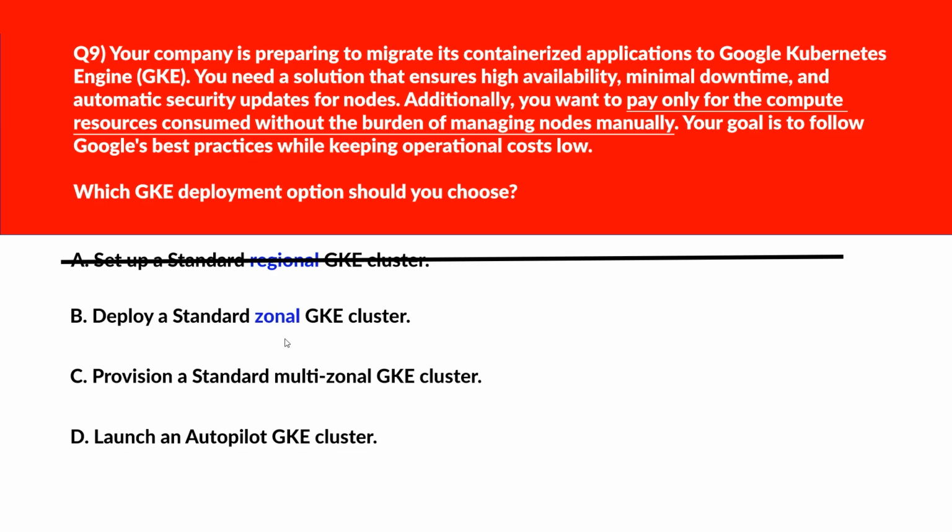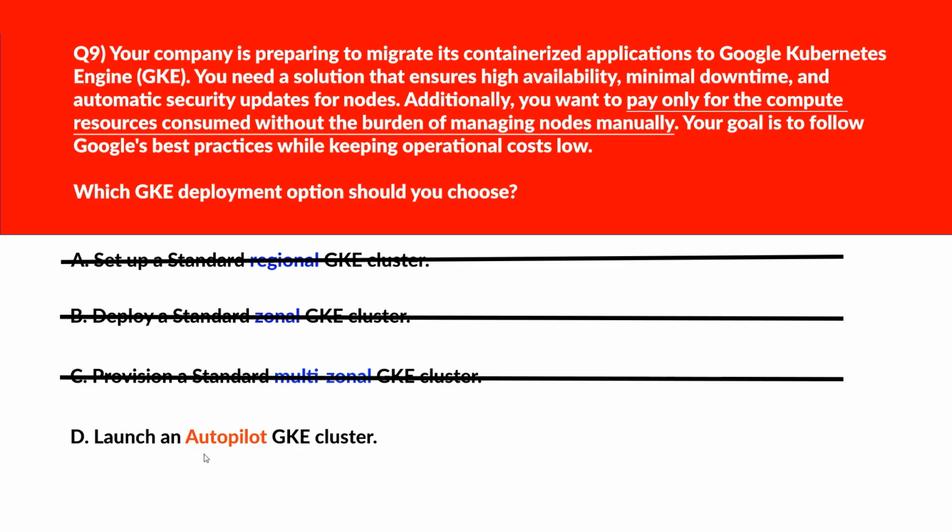B says deploy a standard zonal Google Kubernetes Engine cluster. Zonal clusters are tied to a single zone, introducing a single point of failure. Again, incorrect. We'll move to option C. C says provision a standard multi-zonal GKE cluster. Multi-zonal cluster replicates nodes, but not the control plane, which still risks downtime if the zone fails. Let's eliminate it. We'll move to D.